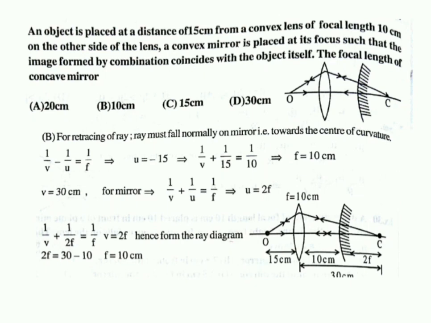Look at the second diagram. What should that 30 centimeter be equal to? Distance between lens and the mirror plus distance from mirror to center of curvature. That is, 10 plus 2f should be equal to 30, since we need to find out the focal length of the mirror. So what is 2f equal to? 2f will be equal to 20, so f will be equal to 10 centimeters.